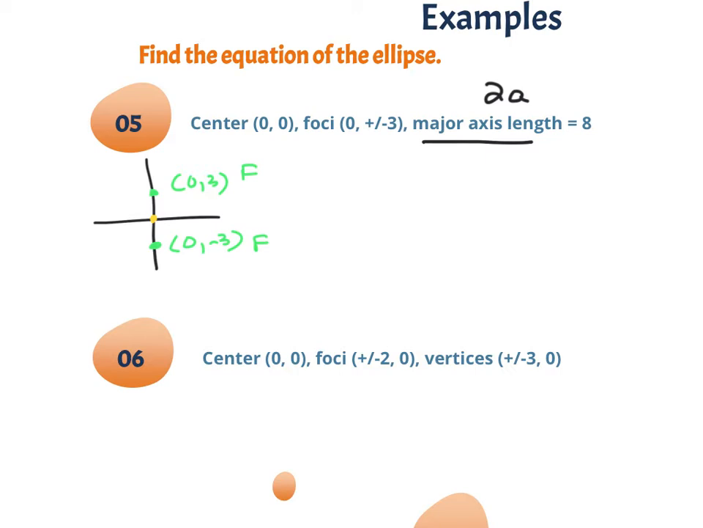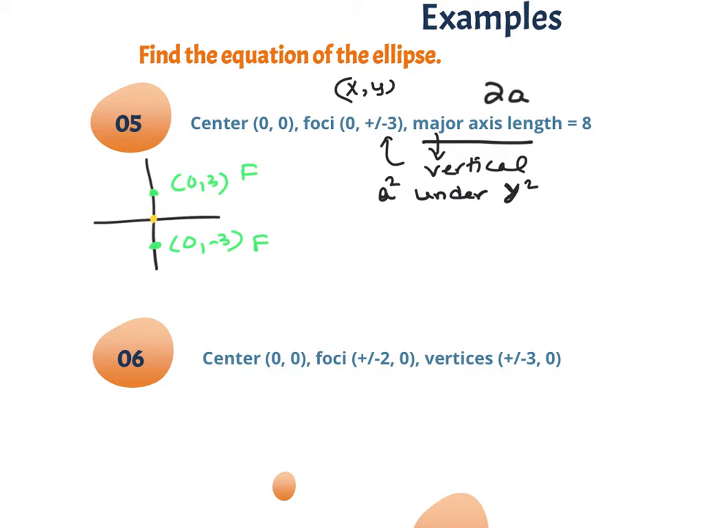Another clue I could have looked at is notice the 3 is in the y spot of my ordered pair for my focus. So this tells me my major axis is going to be vertical because it's in the y spot. So this tells me that I'm going to be placing a squared underneath the y squared. So that's my major axis. Remember, the location of a squared is always under the variable that's your major axis.